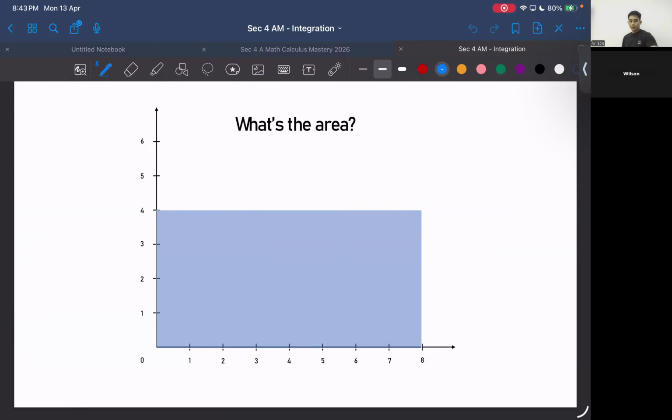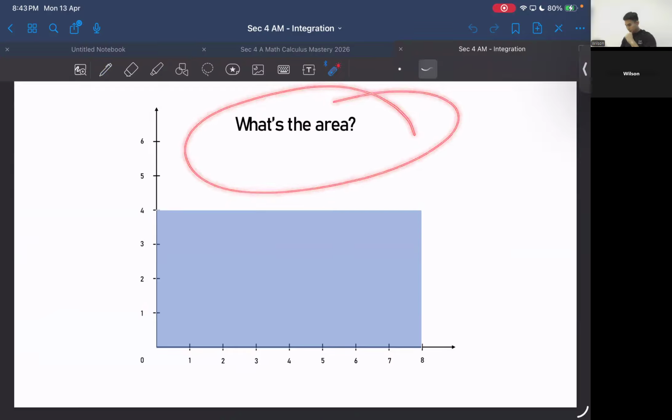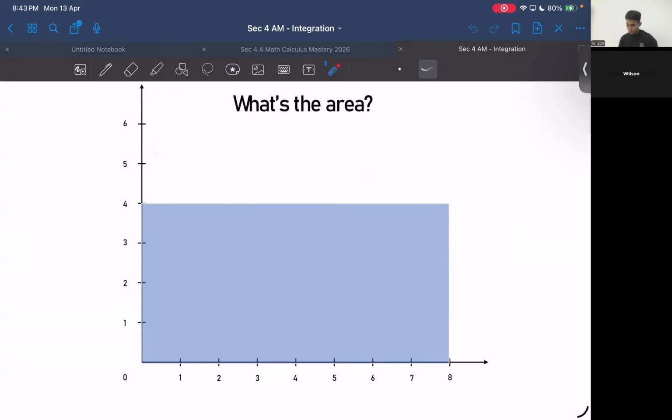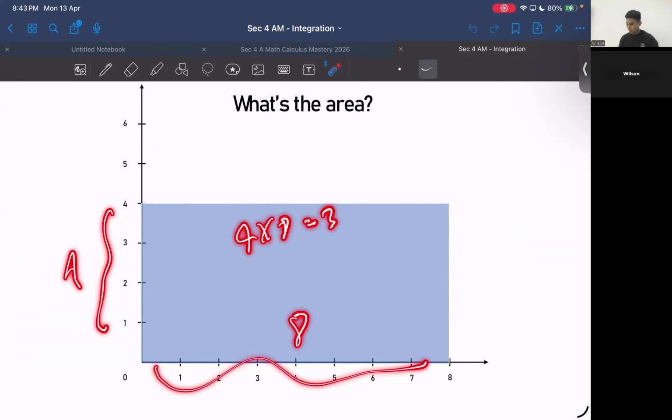I know that everybody's tired already. Okay, now, first and foremost, if I ask the class, what is the area over here? What will you tell me? Yeah, so 4 times 8 over here, right? So simple enough to understand. I have 4 units over here. I have 8 units. So 4 times 8 is equals to 32.